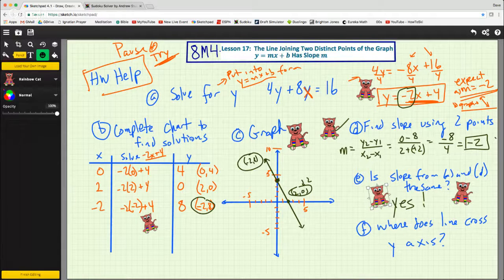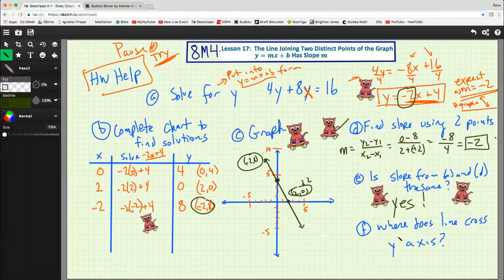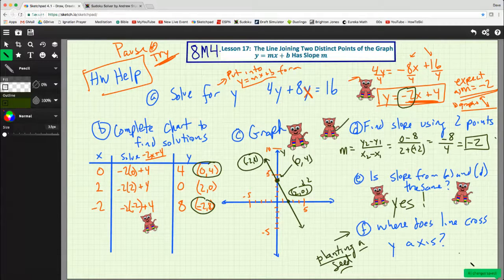Now, the interesting thing is they're doing this cool little thing. This F thing, they haven't taught you this, but they're planting a seed for a future lesson. So just notice where it crosses the y-axis. This is our y-axis, remember? And we cross here at 0, 4. That's where our line crosses the y-axis.